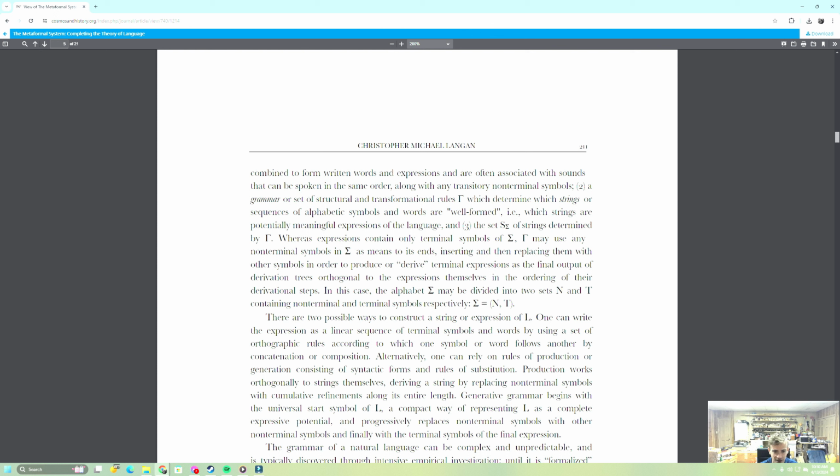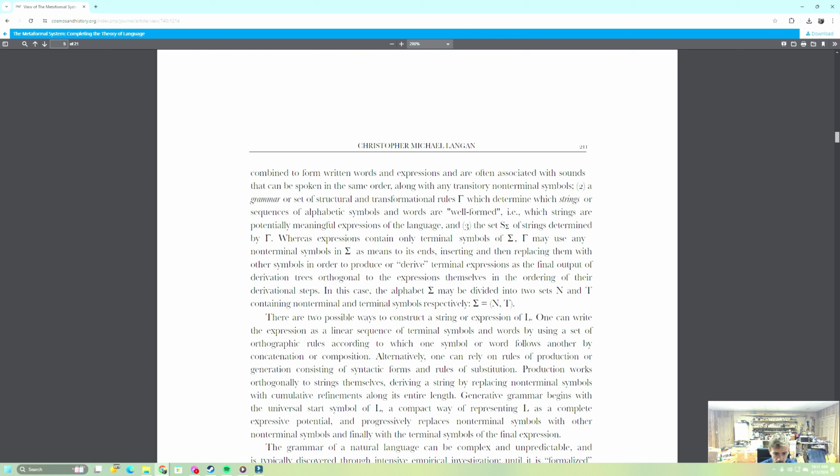Whereas expressions contain only terminal symbols of Σ, Γ may use any non-terminal symbols in Σ as means to its end, inserting and then replacing them with other symbols in order to produce or derive terminal expressions as the final output of derivation trees orthogonal to the expressions themselves in the ordering of their derivational steps.